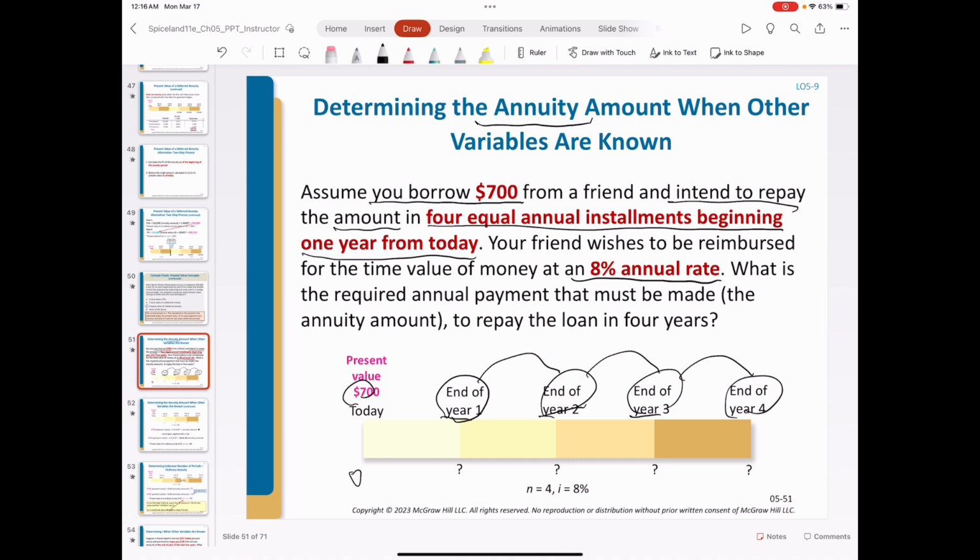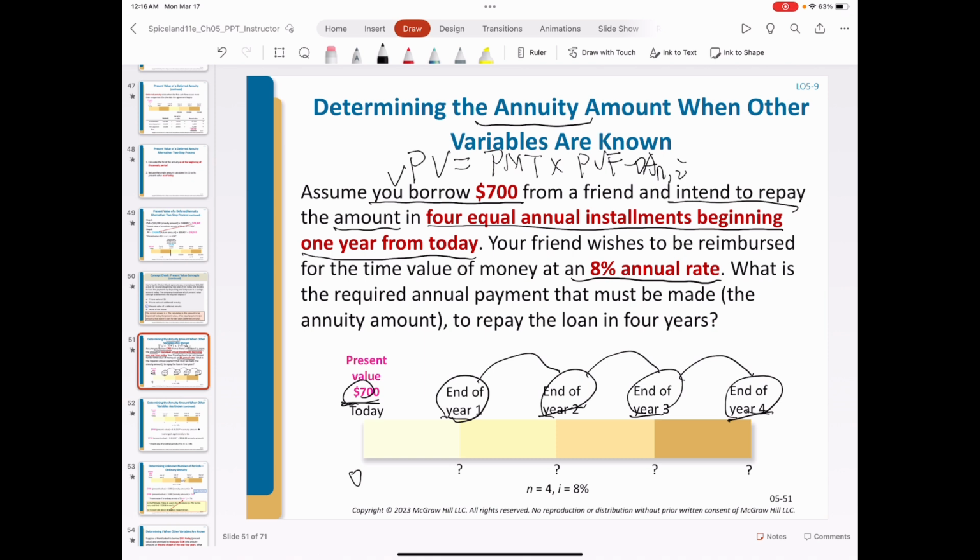Okay, so the timing of these payments regarding the original 700, we know this annuity is an ordinary annuity. So we can convert this problem to: the present value of this ordinary annuity equals payments multiplied by the present value factor of an ordinary annuity, which is determined by N and I.